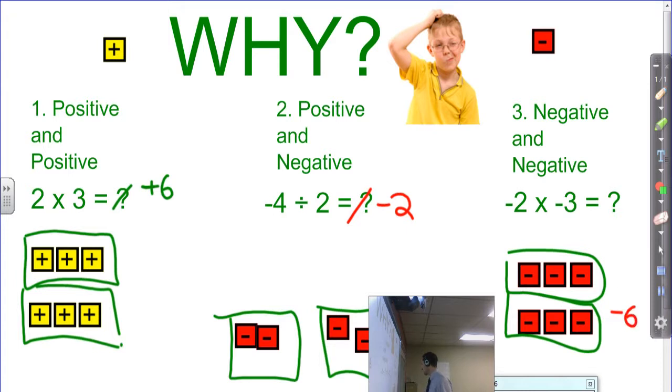Well, if you have the opposite of negative 6, you have positive 6. And that's when you have negative 2 groups of negative 3.